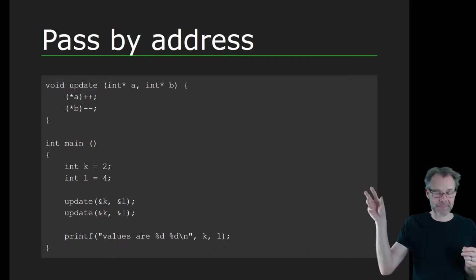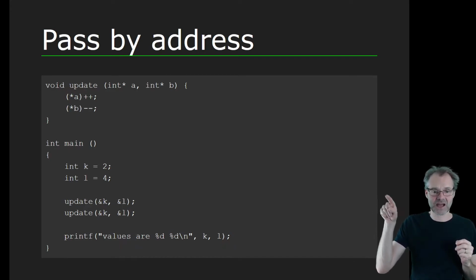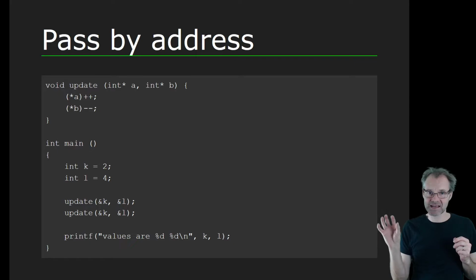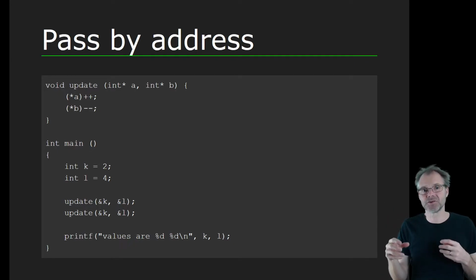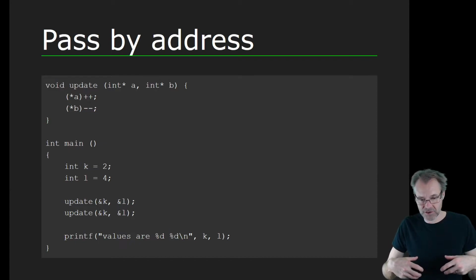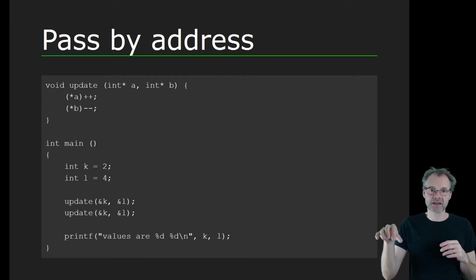So here I have a main function, which contains two variables, and then I call the update function. I'm sending in, as you see, the ampersand ahead: the address of K and the address of L. I'm sending the address into the function, and I need to do that since I want the actual value of the variable to change. So I'm sending in the address where the value is stored, so please change it.